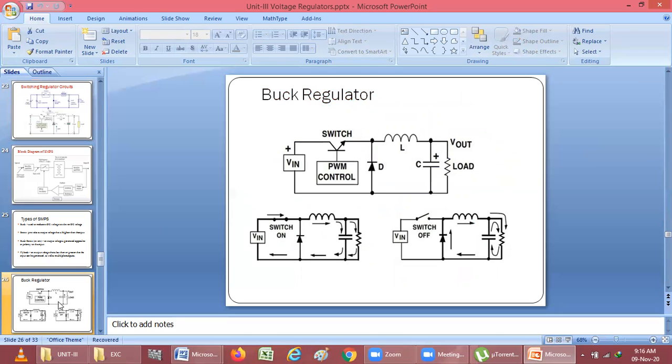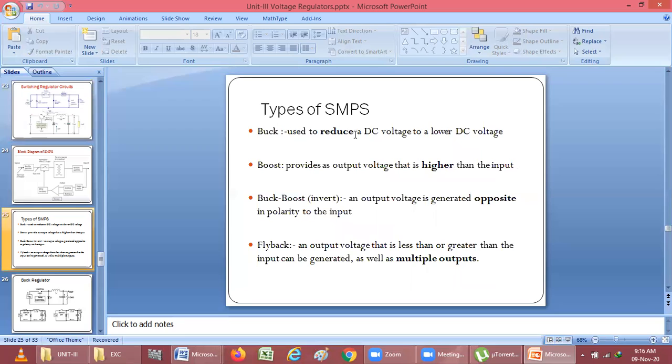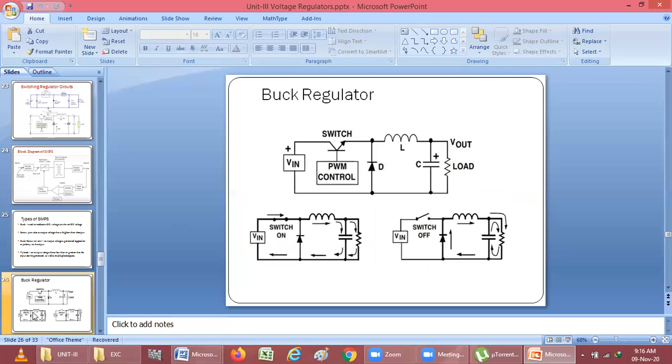So here by using the buck voltage regulator, what are we supposed to do? We are supposed to convert input DC voltage into a DC voltage that has a small magnitude as compared with the input DC voltage. It means that by using the buck voltage regulator, we can reduce the input DC voltage to the required lower DC voltage. So if you see the circuit diagram, here we are using BJT as a switch.